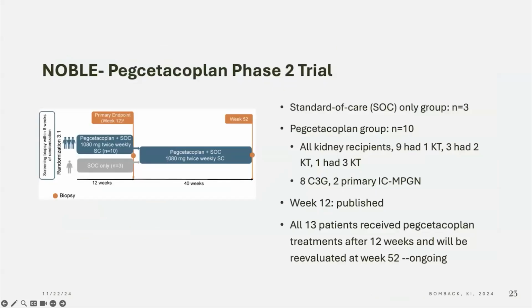The NOBLE trial was the first prospective randomized controlled trial of pegcetacoplan versus standard of care in post-transplant patients with recurrent C3G or immune complex-mediated MPGN. The control group has 3 patients. The treatment group has 10 patients, including 8 C3G and 2 immune complex MPGN. Some of them had more than 1 kidney transplant. Only 13 patients total. That's where we started.